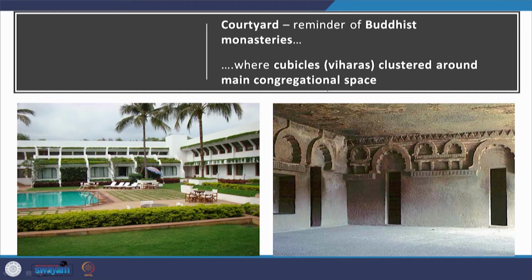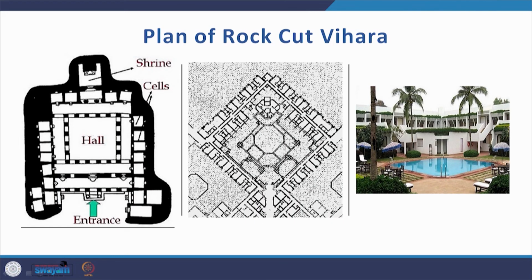5-star hotel. And the other aspect of it is that the courtyard is a reminder of Buddhist monasteries. This is the courtyard, a modern 5-star hotel's courtyard facing the swimming pool. These are the cubicles or the viharas within the Buddhist monastery clustered around the main congregational space. Here the congregational space is out in the open, a swimming pool, which, as you know, becomes the congregational space for a 5-star hotel. And the plan of the rock cut vihara that you see here, these cubicles, they become the rooms around the courtyard with the pool in the middle of the Oberoi Hotel.